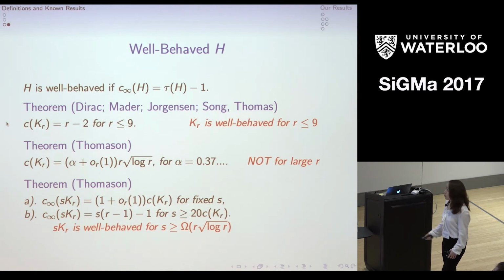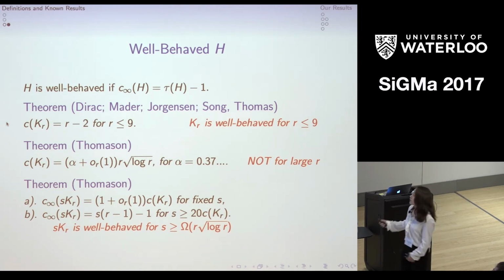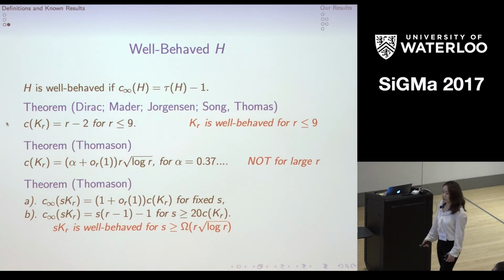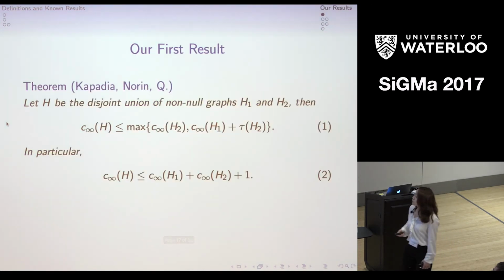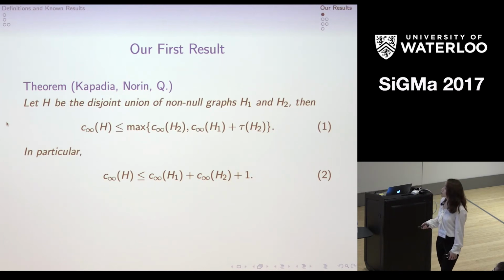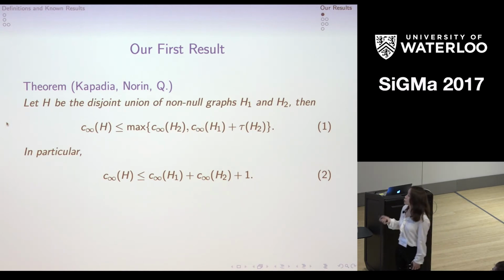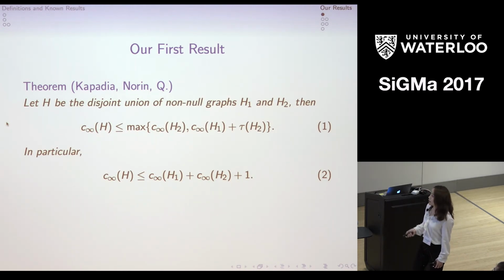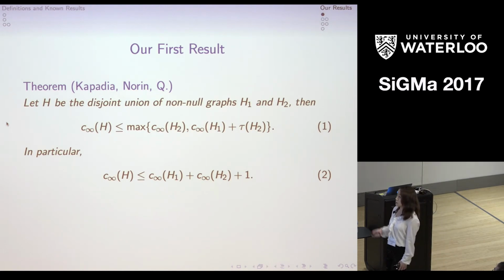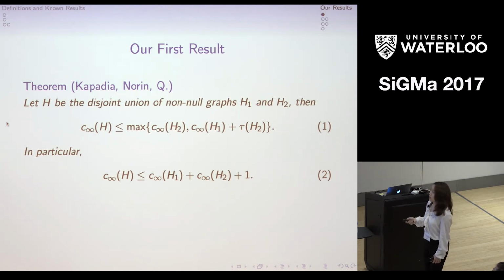So I'm going to show our results in the next few slides, and basically our results will imply that for many classes of disconnected minors, it is well behaved or close to being well behaved. So let H be the disjoint union of graphs H1 and H2, and the first result would be a general upper bound in terms of the asymptotic extremal density function and also the vertex cover number of its components. In particular, the second inequality would imply that if H1 and H2 are well behaved, then H is well behaved. So unions of cliques of size no larger than 9 are well behaved.